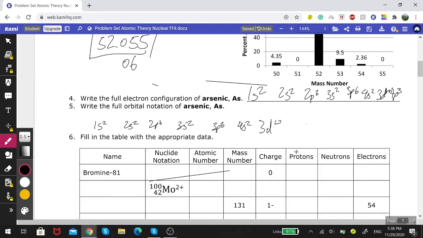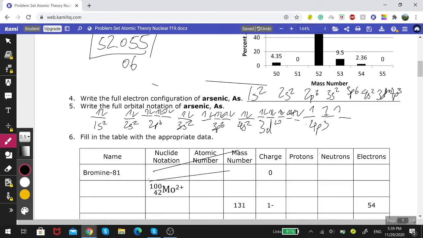Now for orbital notation: 1s2, 2s2, 2p6, 3s2, 3p6, 4s2, 3d10, and 4p3. All the s gets 1 line, all the p gets 3 lines, and finally the d gets 5 lines. Then we fill in the electrons: 2, 2, 6, 2, 6, 2, 10, and finally 4p3, which is 1, 2, 3.